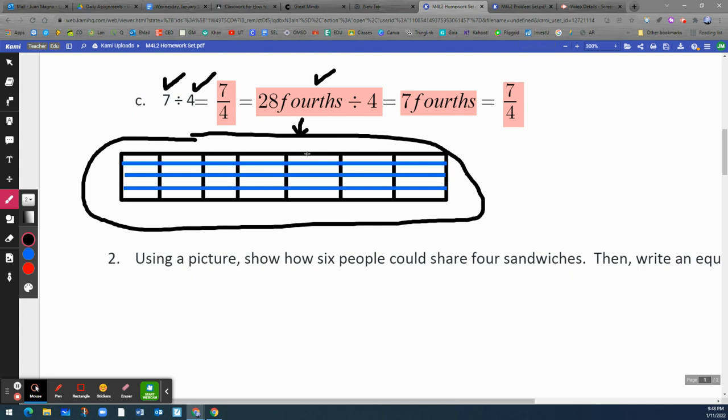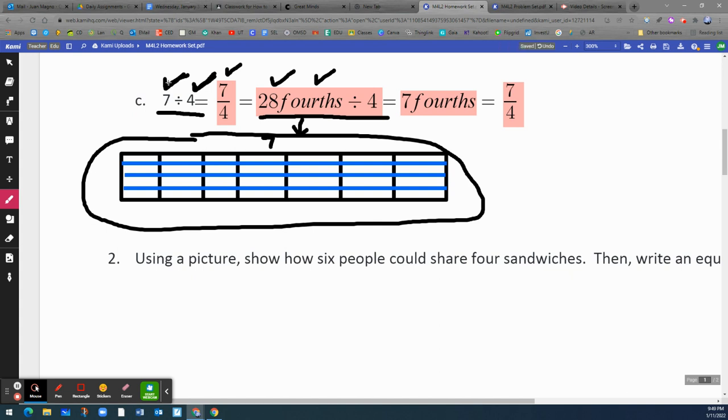Remember what steps I did first. First, I just transformed or interpreted the division as a fraction. Then I used the 7 to create a tape diagram that has 7 parts. And then each part was divided into 4 parts. That gave me the tool to know how many fourths we have in 7 wholes. And we had 28 fourths.